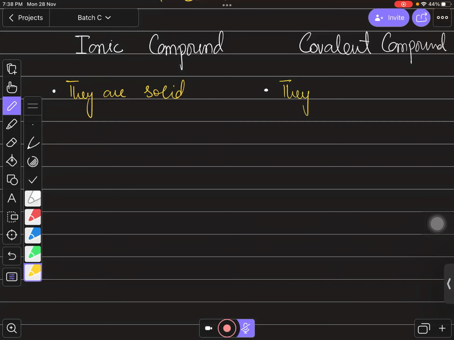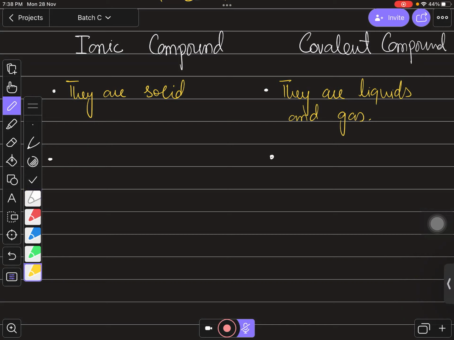They are mostly liquids and gases, mostly, not all the time. Sugar is also a covalent compound, but it is not liquid, it is solid. Some of the time they are solid as well, but most of the time they are liquids and gases.